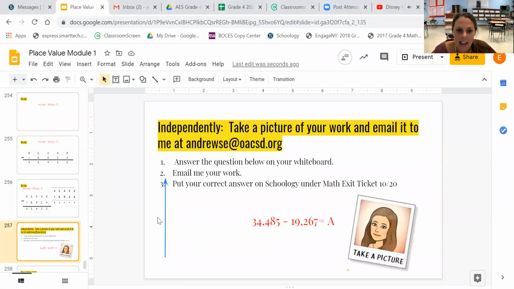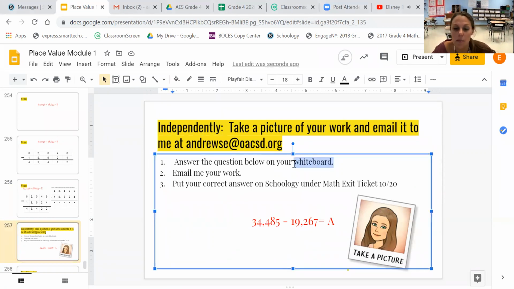Today's exit ticket, I want you to make sure you show me your work. So, one, you need to answer the question. I say your whiteboard, but some of you I know use a place value chart, or maybe at home you're using just a piece of paper. But in order to get full credit, I need to see your actual work. So you're going to email me your work. Then you could put your correct answer on Schoology. So that value of A. Two things. Show me your work in an email and answer the question on Schoology.